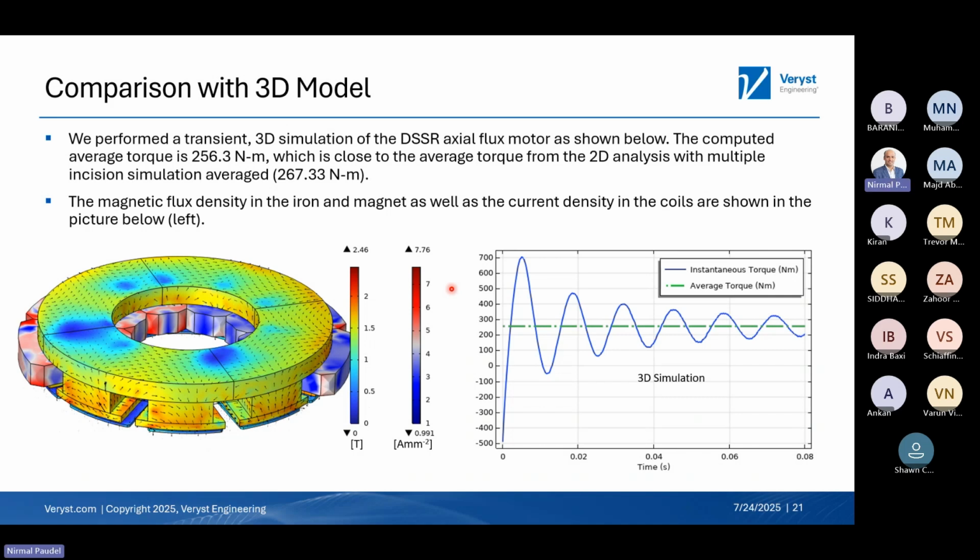On the left-hand side, the image shows the magnetic flux density and the current density in the coils as well. The current density is about 7.76 amps per millimeter squared. The magnetic flux density is 2.46 Tesla.